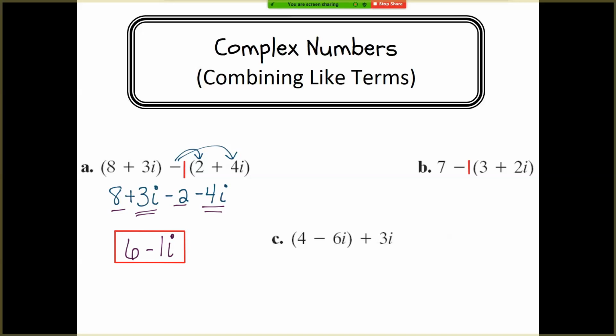For letter B, again, you have that -1 sitting out front of your parentheses. You want to go ahead and distribute. So 7 minus 3 minus 2i. When I go to combine like terms here, all I've got for like terms is the 7 minus 3, which is 4. And then you're just going to bring down the minus 2i. There's nothing to combine it with, so you just bring it straight down.